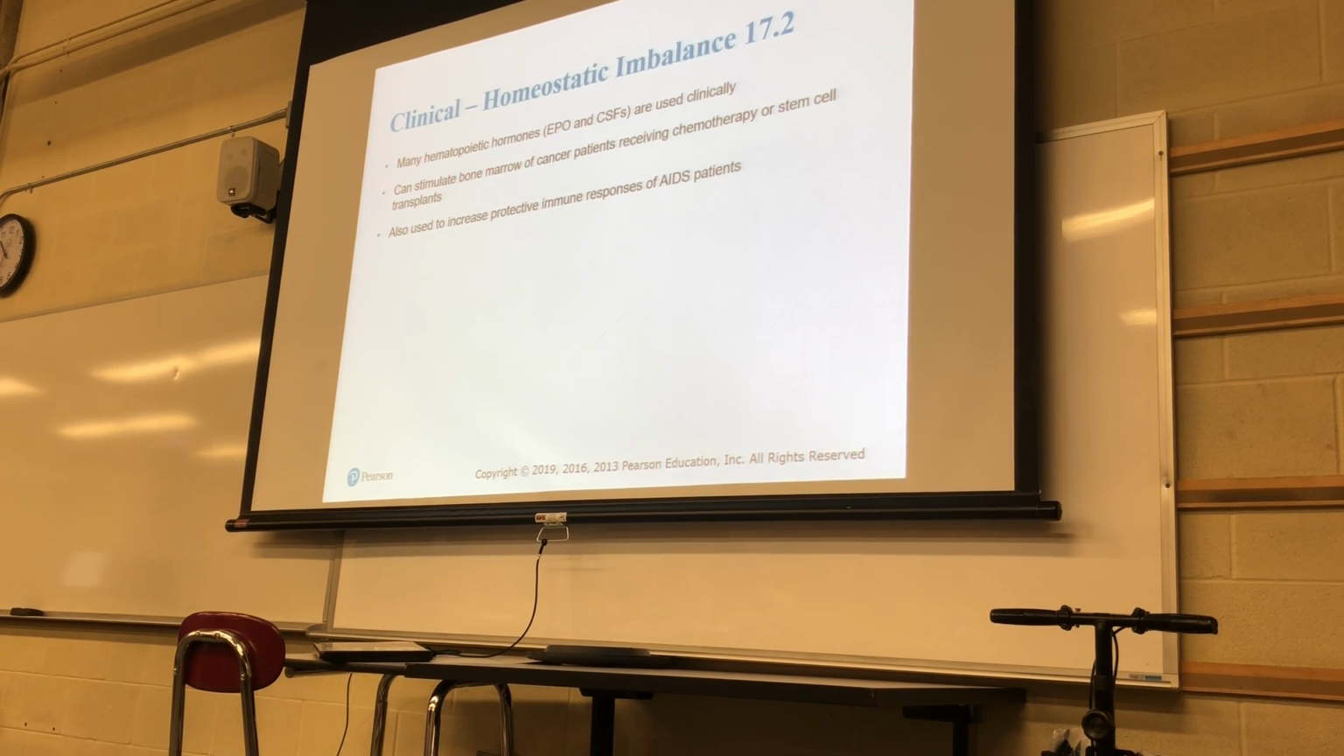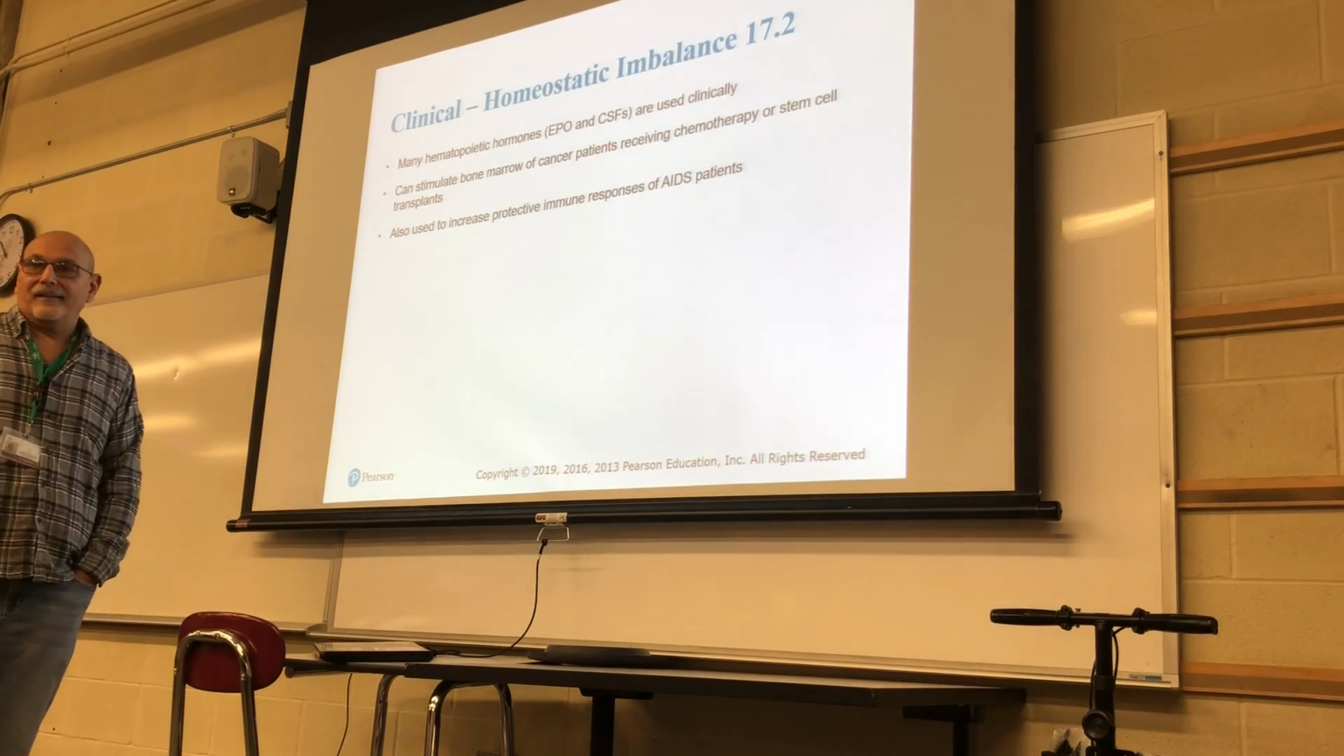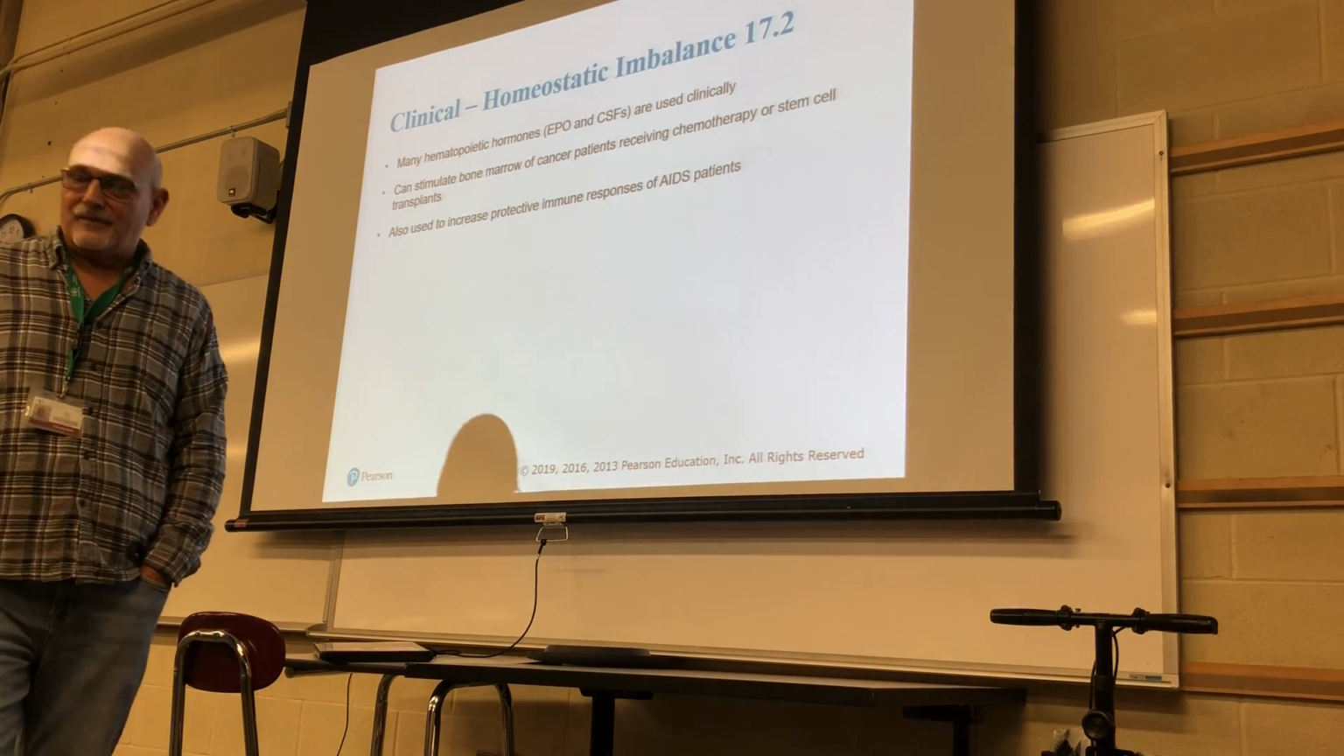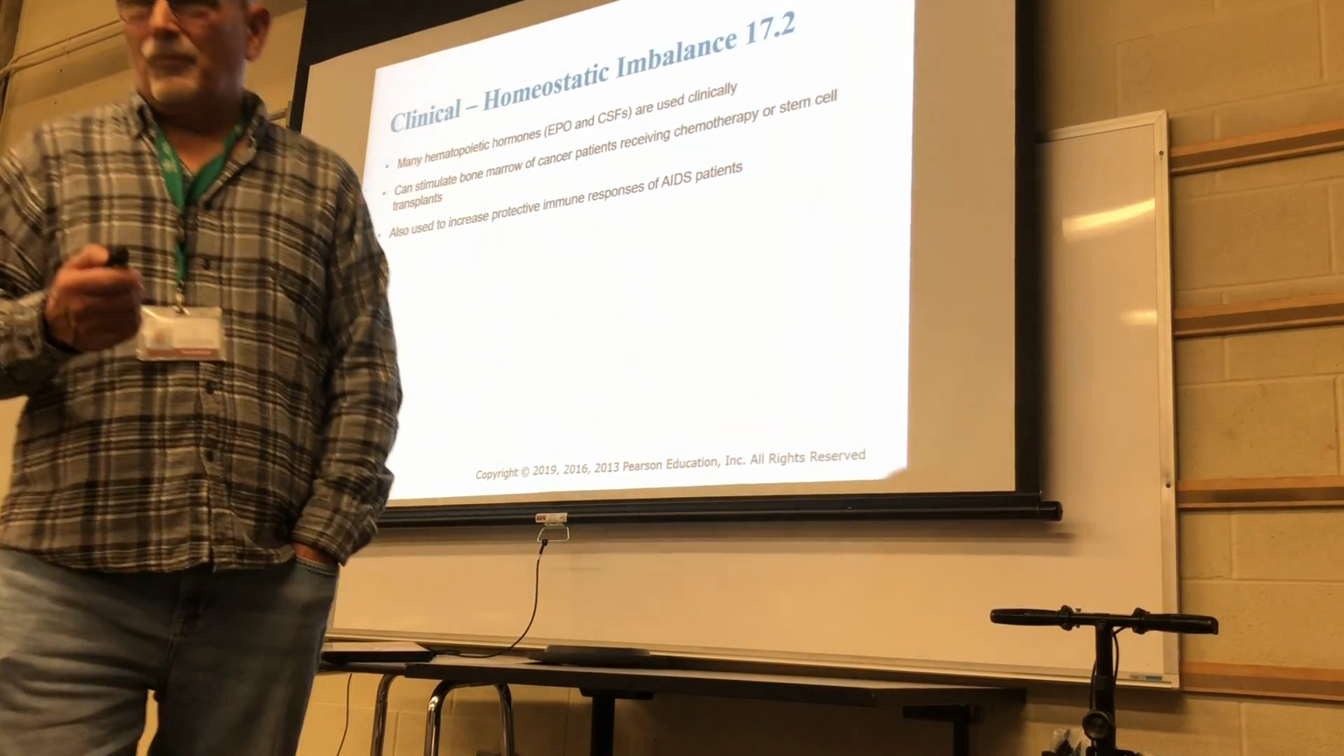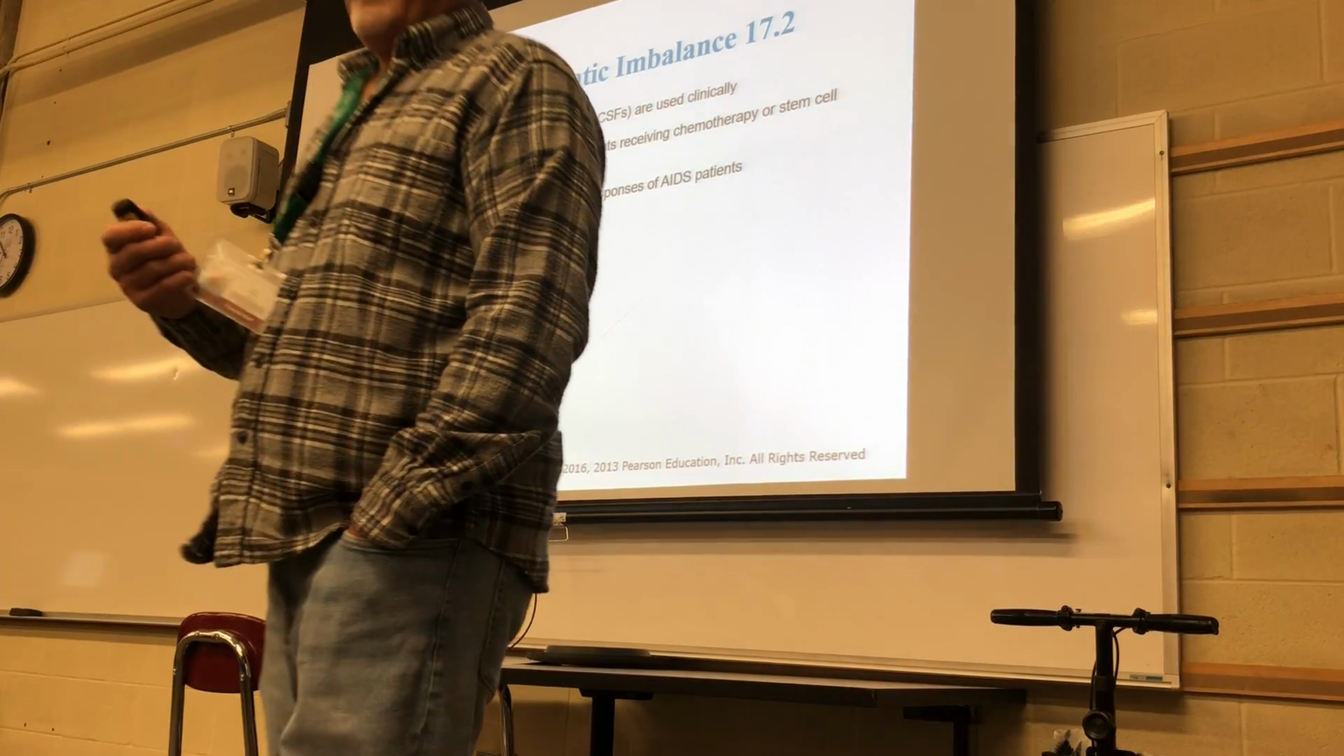So there we go. There are so many embryonic hormones, like erythropoietin and CSFs, used clinically. In other words, if we have imbalances, they're going to use them. They're also used to increase protective immunity in AIDS patients, and in a lot of chemotherapy. Now, this stuff is like $5,000 for an injection, and most insurances don't cover it.